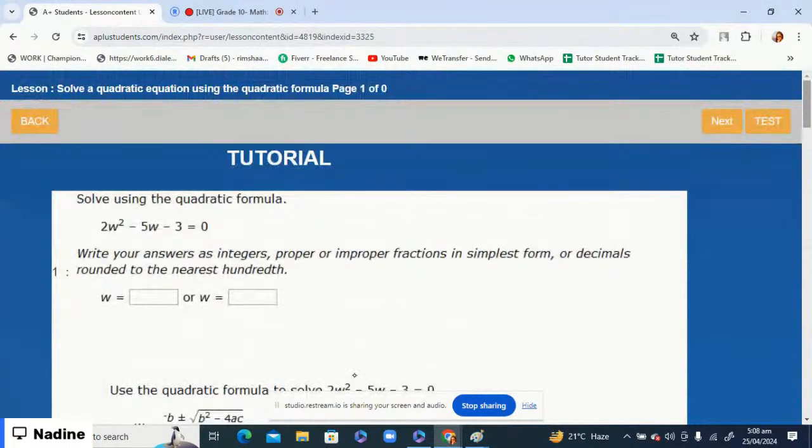Understand? In this way, we solve the quadratic equation by using the quadratic formula. Let's solve one more question, related to that one, and then we're going to the test. Now let's do it.